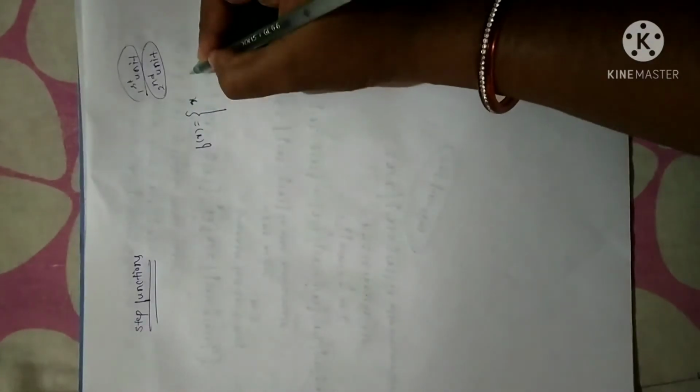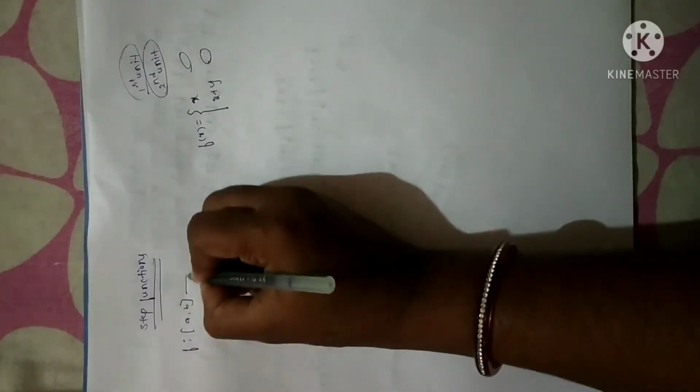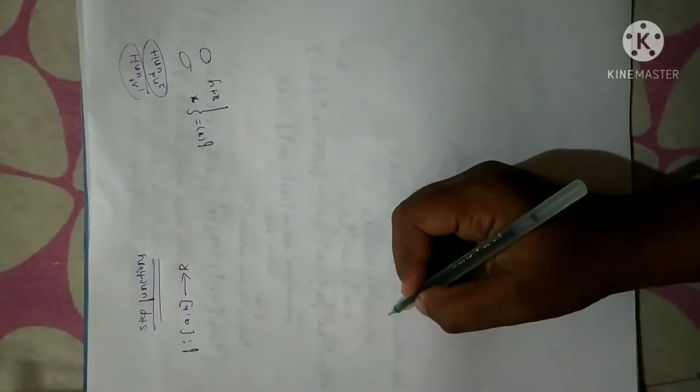You're already familiar with this word, step function. In your UG classes, you just denote it by writing certain values for one condition and other values for another condition, right? In measure and integration, it is quite different. A step function f from a closed interval [a,b] to R is said to be a step function.